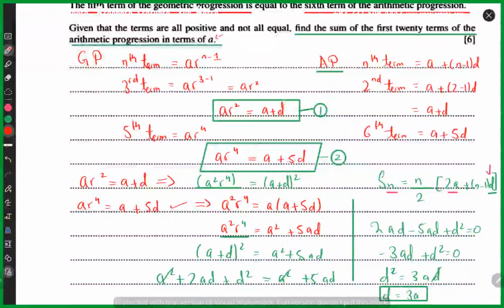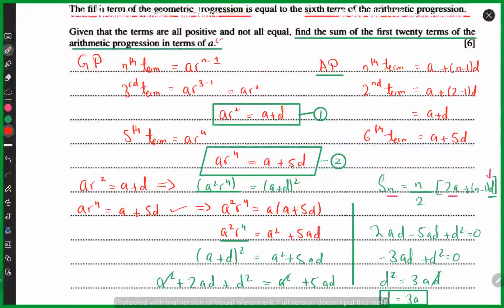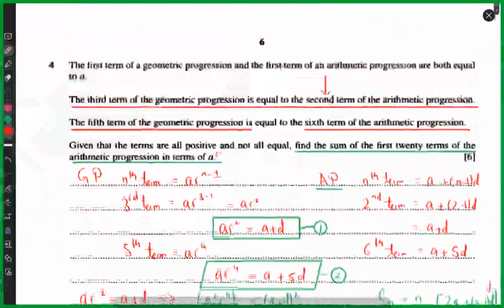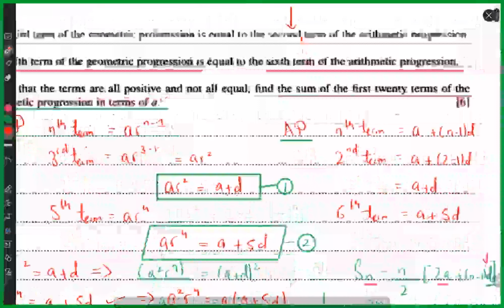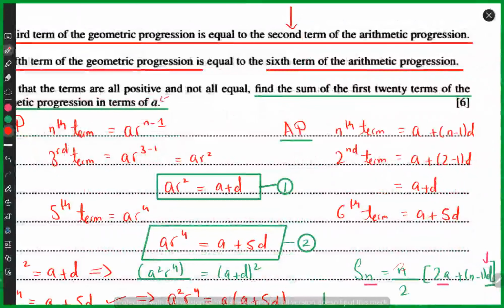One second. Okay, just look at this, okay? Now I'm pretty sure that we know what exactly we need to have, but we don't know what exactly we need to do. The question says find the sum of the first 20 terms of the arithmetic progression in terms of A. Looking at the sum formula, everything is fine. I will plug in n equals 20, that would become a number. I have A. I only need to write D in terms of A.